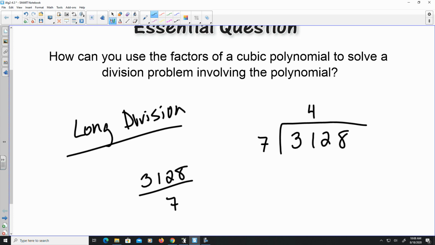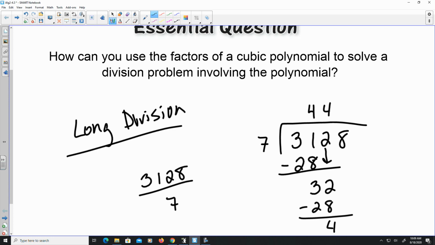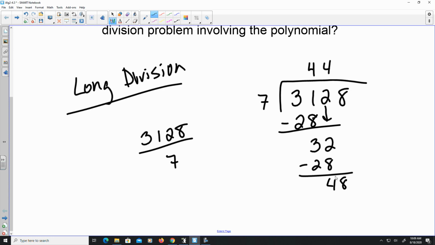How many times does 7 go into 31? The answer is 4, which means you put 4 times 7, which is 28. What we do from there is we subtract it. So now we take 31 minus 28, and you get 3. And then you drop down the 2, so now you have 32. How many times does 7 go into 32? That's still 4. So now we got 28 again. 32 minus 28 is 4. So now I got 4 and 8. So that gives me 48.